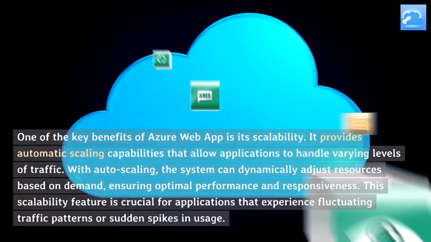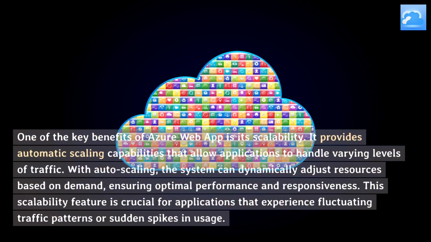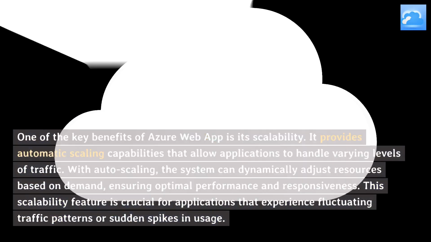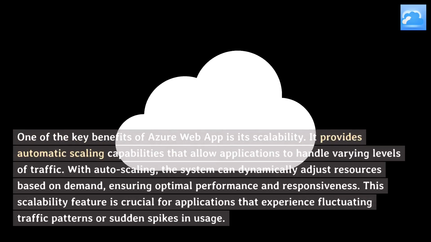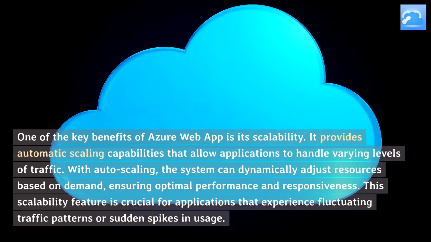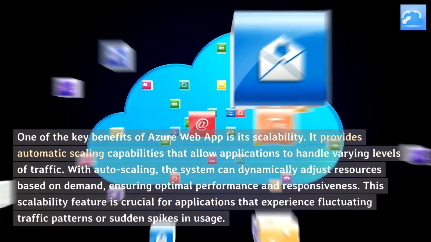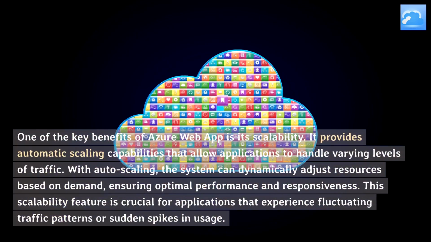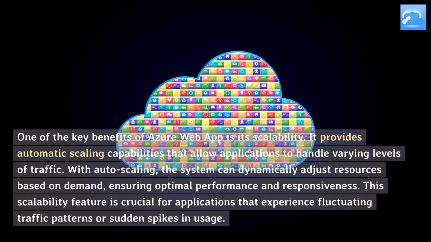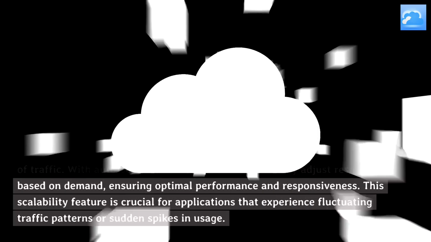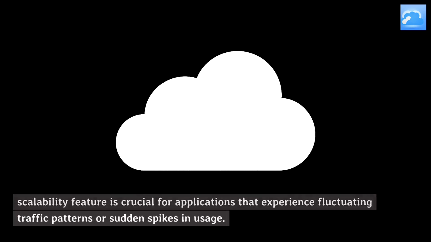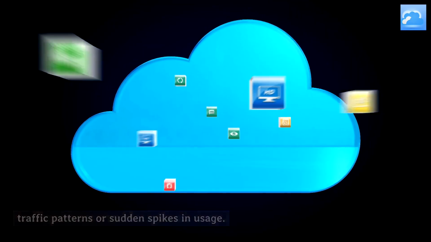One of the key benefits of Azure Web App is its scalability. It provides automatic scaling capabilities that allow applications to handle varying levels of traffic. With auto-scaling, the system can dynamically adjust resources based on demand, ensuring optimal performance and responsiveness. This scalability feature is crucial for applications that experience fluctuating traffic patterns or sudden spikes in usage.